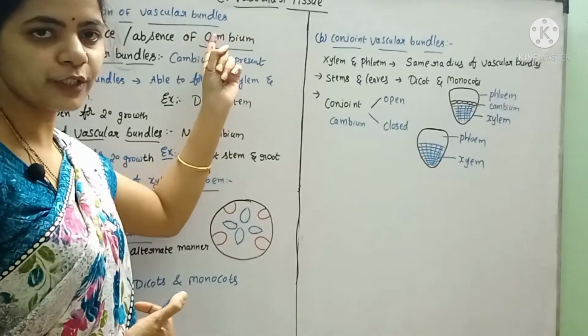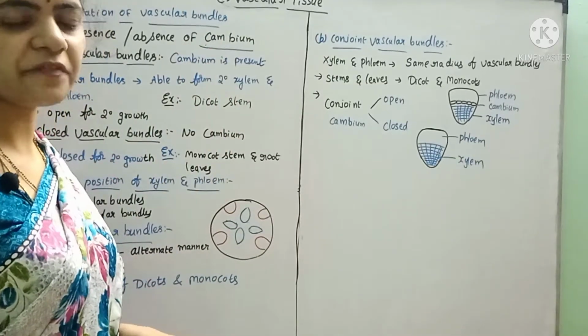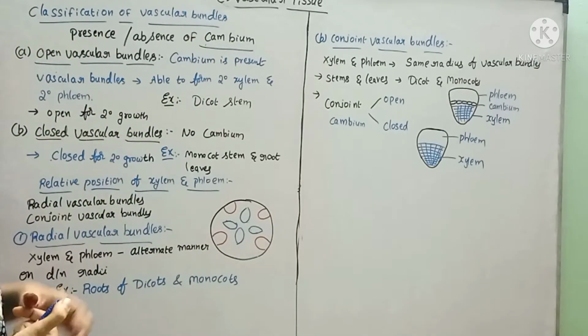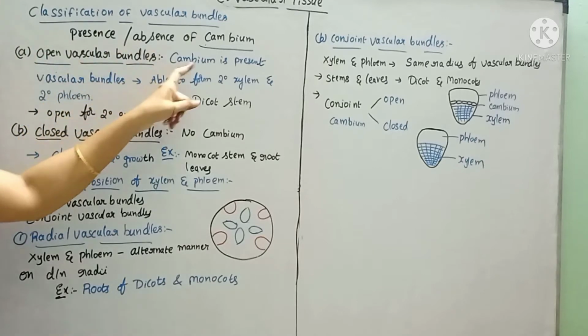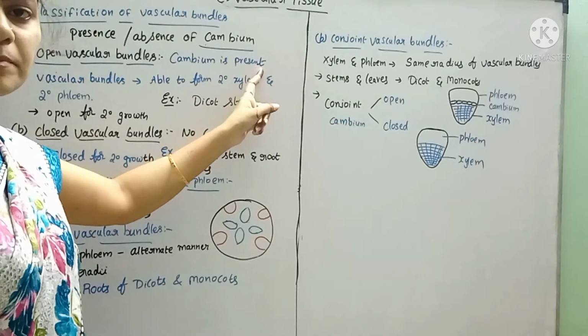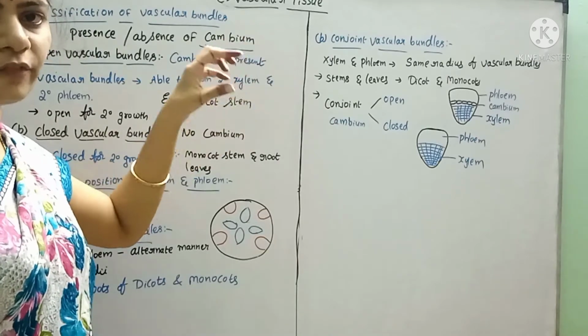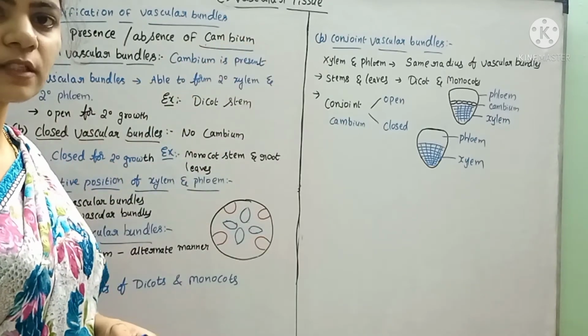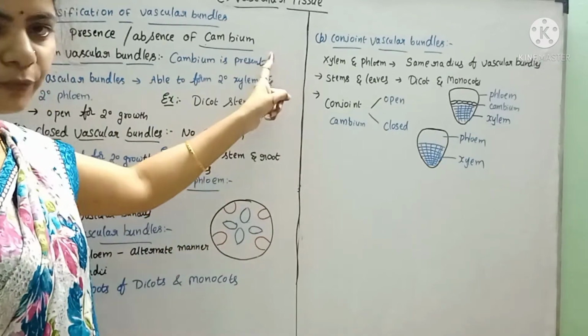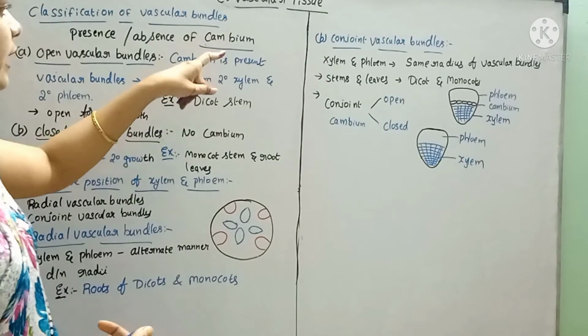In this video, we are going to study the classification of vascular bundles. The first classification was done based on presence or absence of cambium. What is a cambium? The cambium is nothing but the band-like strip of tissue present between the xylem and phloem, as we have studied in the previous video, right?